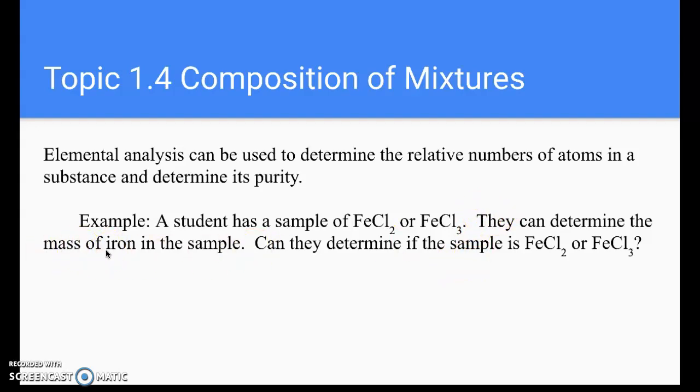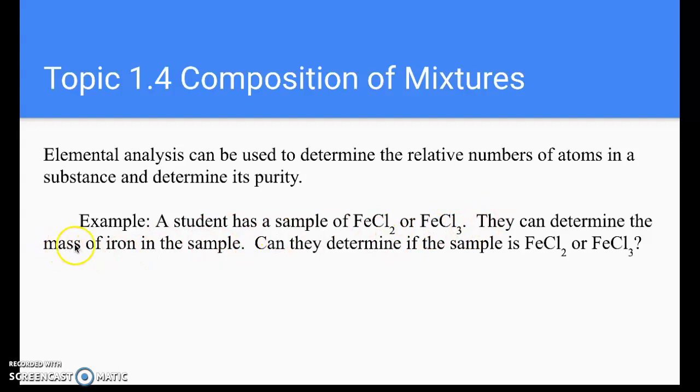So what we're going for here is that FeCl2 and FeCl3 are going to have different percentages of iron by mass in the compound. So FeCl2 is going to have a higher percentage of iron than FeCl3, just because there's 3 chlorines in FeCl3. So that has a higher percentage of chlorine, lower percentage of iron.